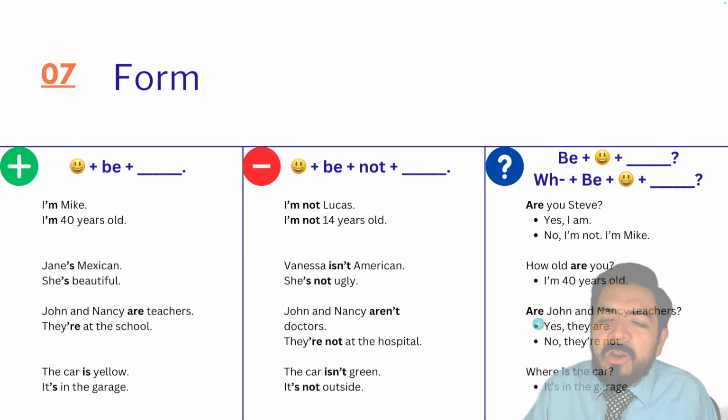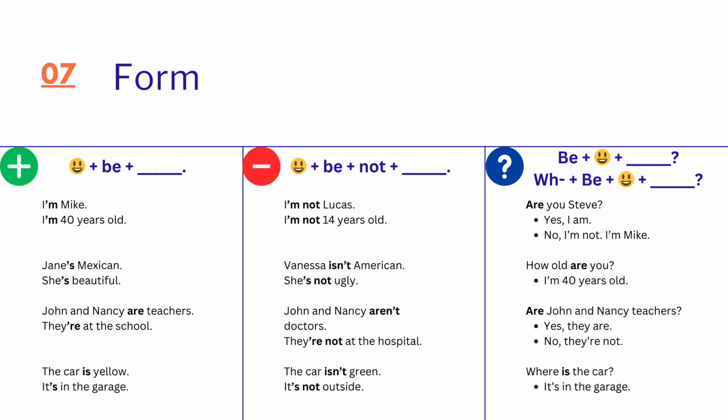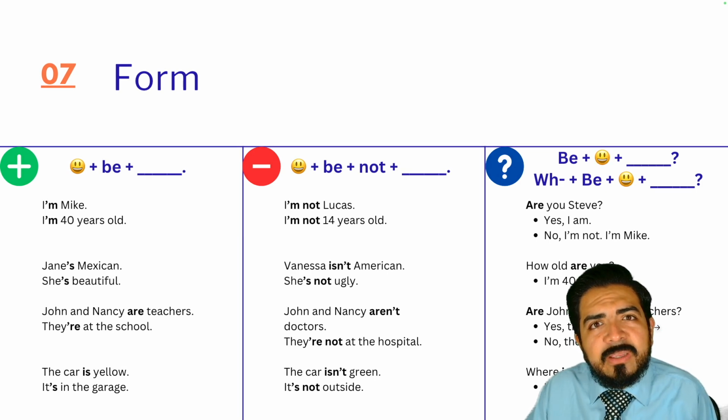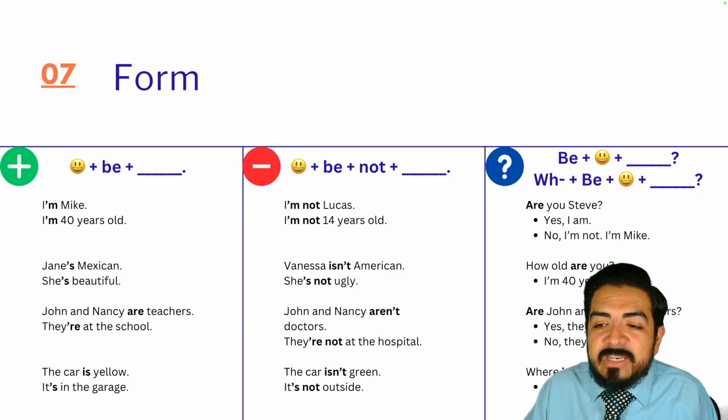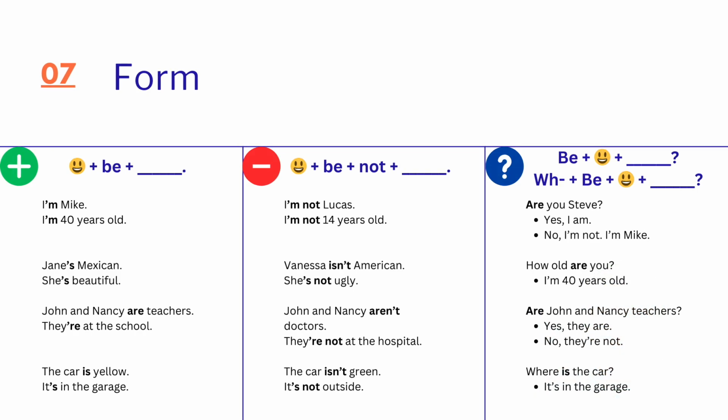Another example, are John and Nancy teachers? What kind of question is this? It's a yes or no question. Yes? So, are John and Nancy teachers? Yes, they are. No, they're not. Notice in affirmative, no contraction.